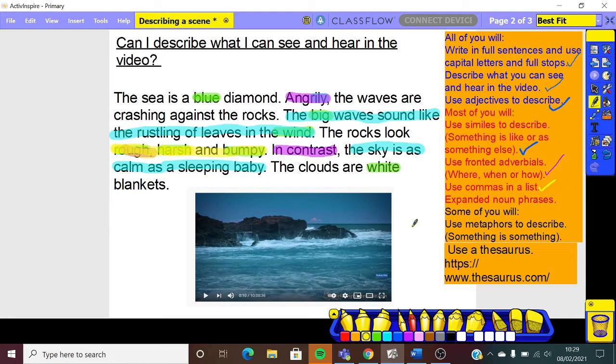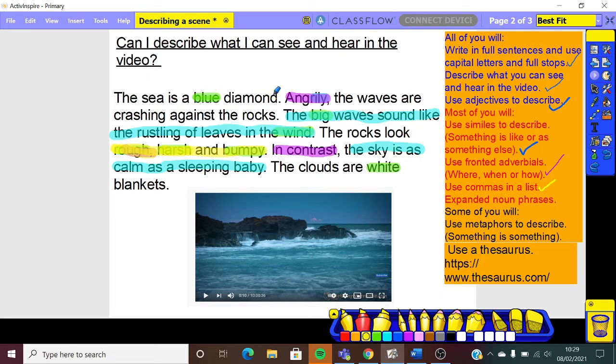Oh, use an expanded noun phrase. I don't know if I have. So maybe that's something you could do to make yours even better than mine. Now, some of you will use metaphors to describe. So we're saying that something is something. I think I might have a couple in mine. See if you can spot any.